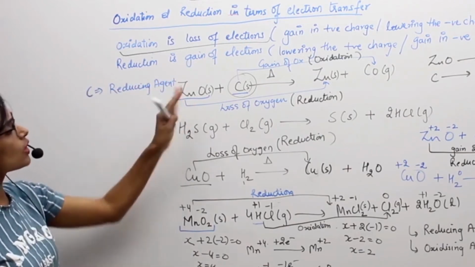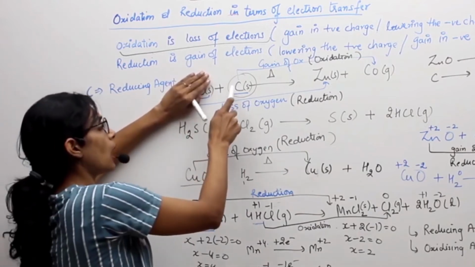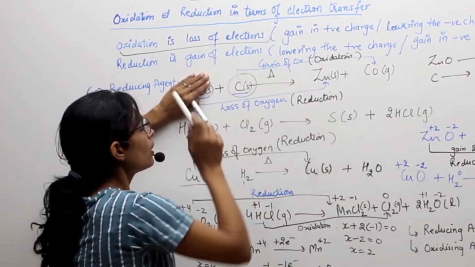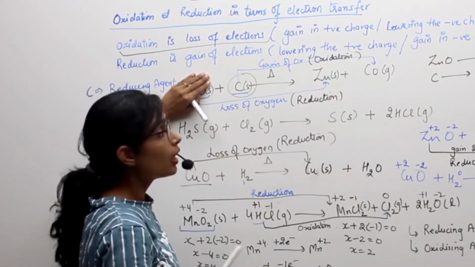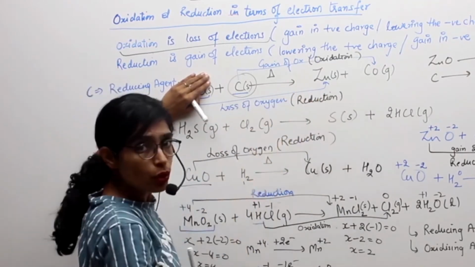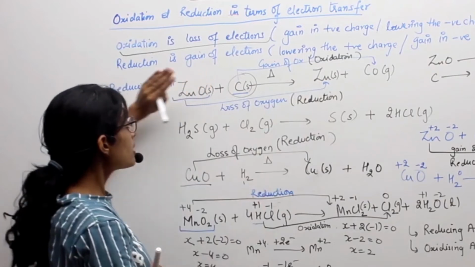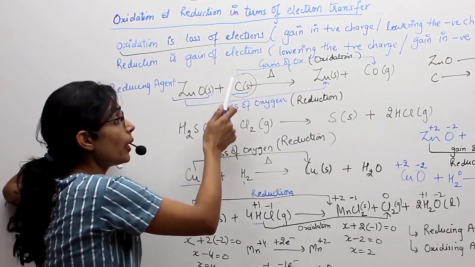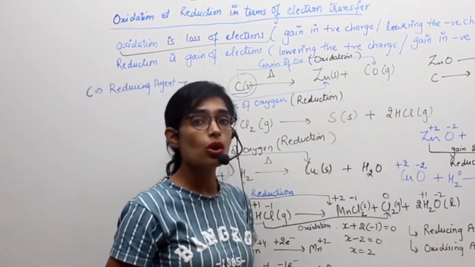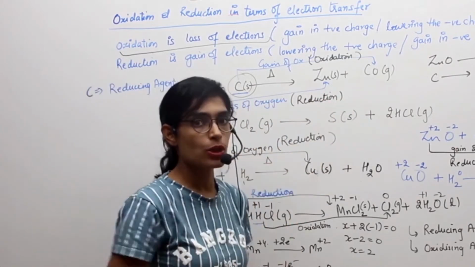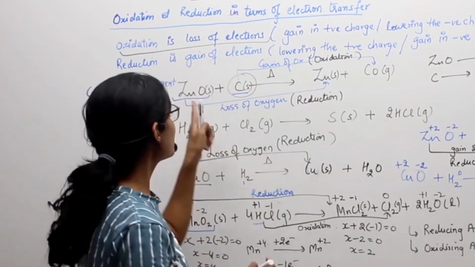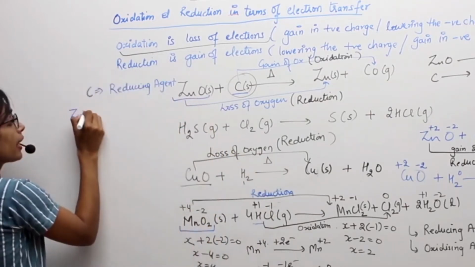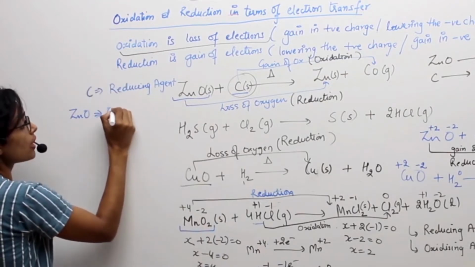And similar is the case for zinc oxide. Assume carbon wanted to become carbon monoxide. If, let's say, zinc oxide was not there, could this carbon become carbon monoxide? No. Because zinc oxide was present and was ready to give away its oxygen, carbon could become carbon monoxide. So what is the substance which helped carbon to become carbon monoxide? Zinc oxide. So zinc oxide is your oxidizing agent.